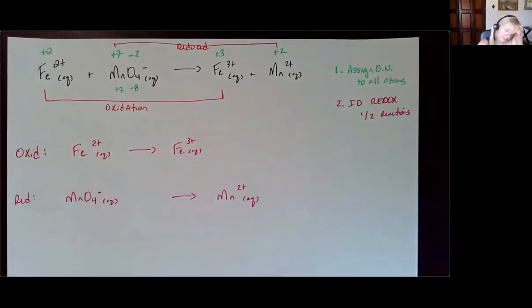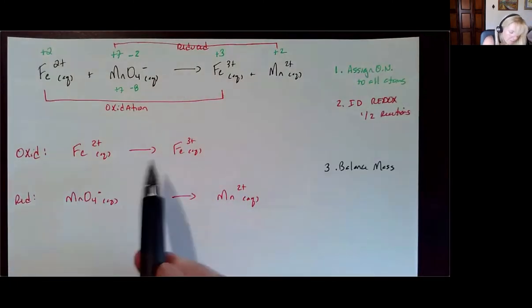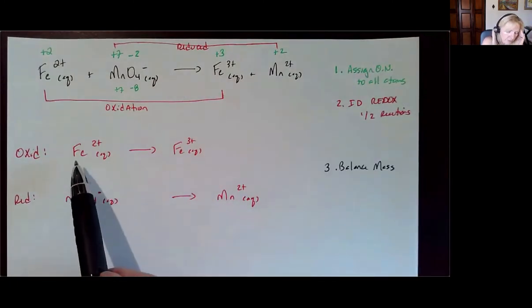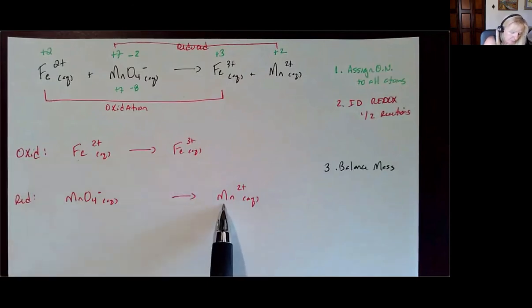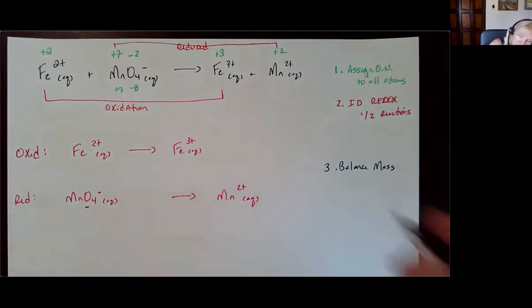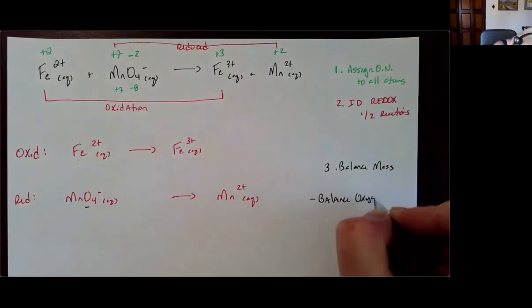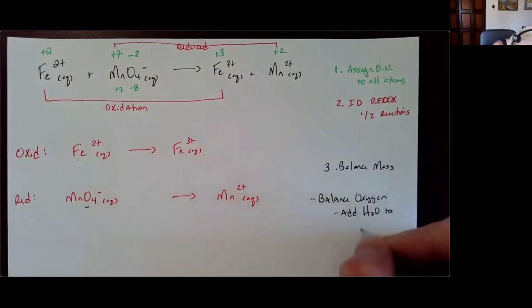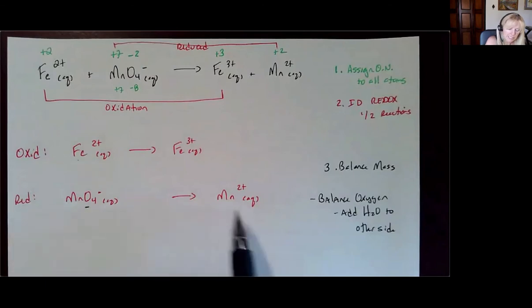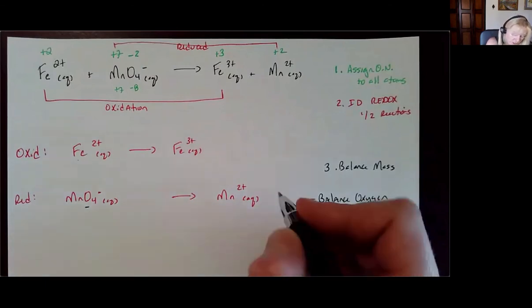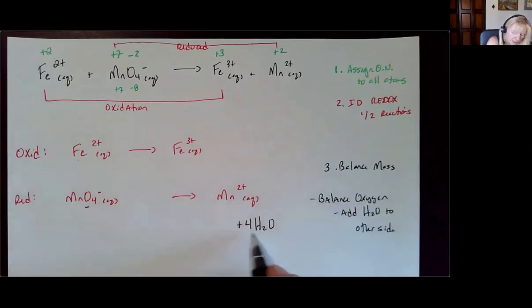Now I'm going to balance my mass. I'm going to look at my main elements here. I have one of these and one of these, so that's balanced. I have one of these and one of these, that's balanced. But I have oxygen on this side, so I need to balance the mass of my oxygen. To balance specifically for oxygen, I'm going to add waters to the other side. I have 4 oxygens, which means I'm going to need to add 4 waters, because that's going to balance my oxygens here.